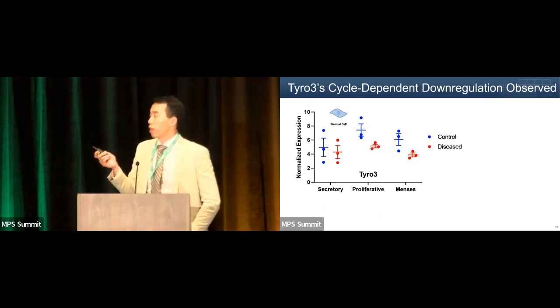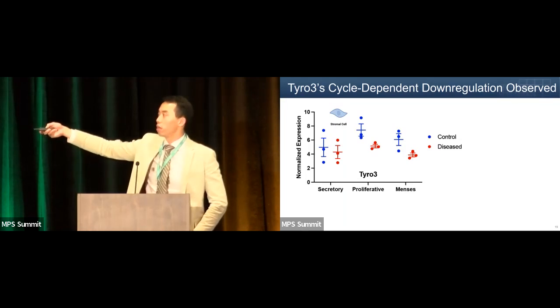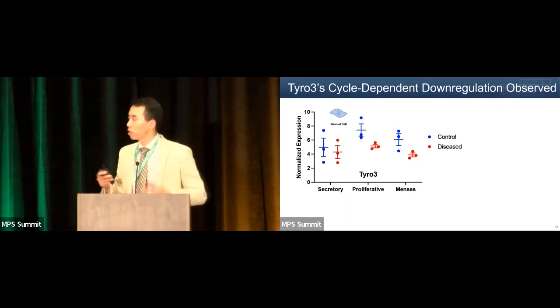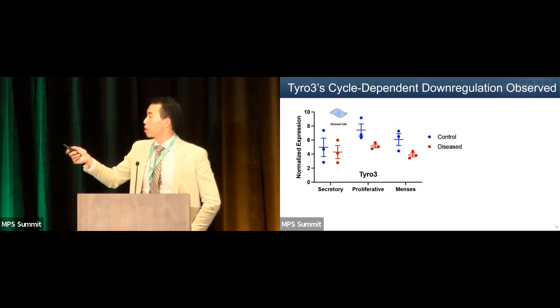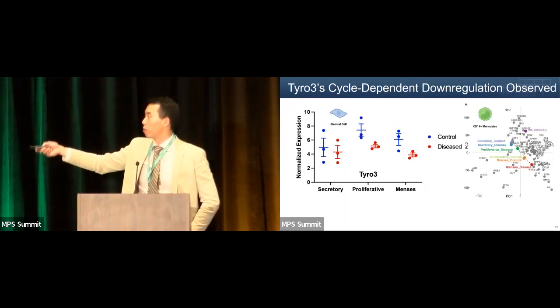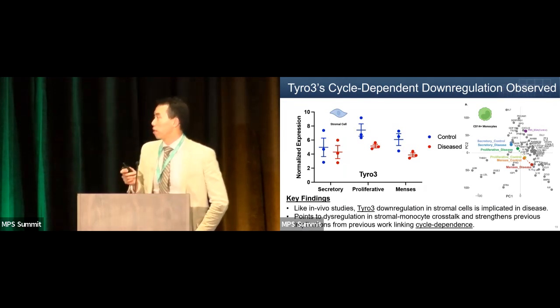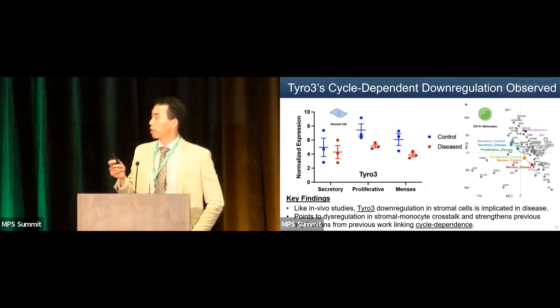We also found that in our stromal cell sequencing data, we recapitulated what was observed in vivo, that TYRO3 was actually downregulated, but interestingly, in only the proliferative and the menses model. So there is some kind of cell cycle dependency observed. This is corroborated with what we observed in the monocyte, this drift in both the proliferative and the menses data sets, right? So it points to this dysregulation, but that is cell cycle dependent.